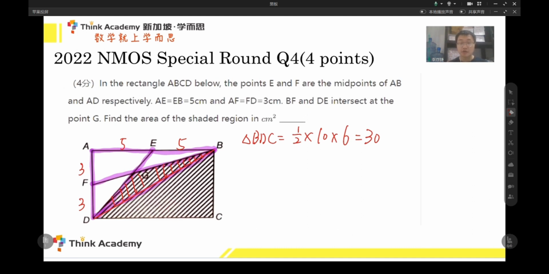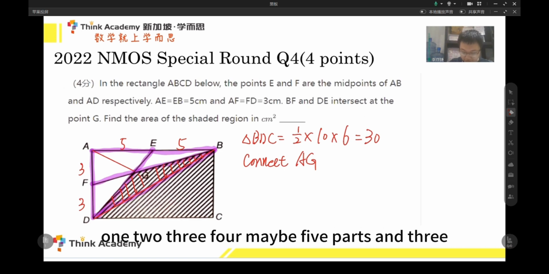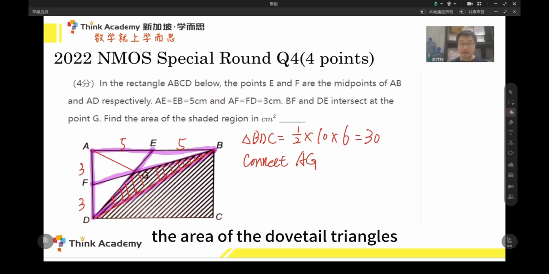So what should we do? We should connect AG. By connecting AG, we divide this figure into 1, 2, 3, 4, maybe 5 parts and 3 dovetail triangles, right? So let's try to calculate the areas of the dovetail triangles.